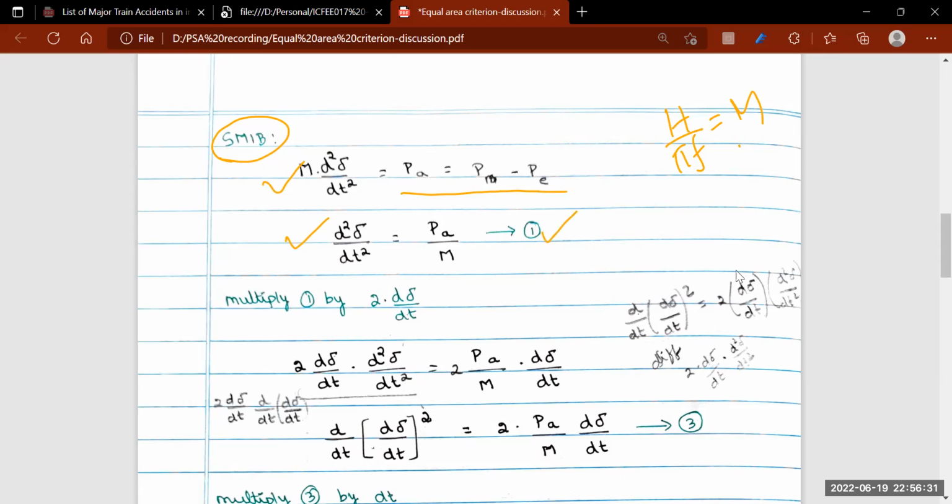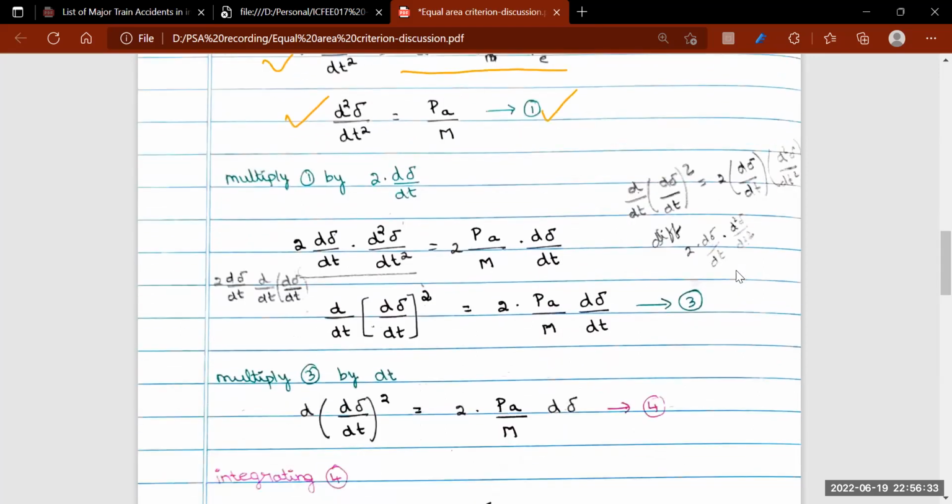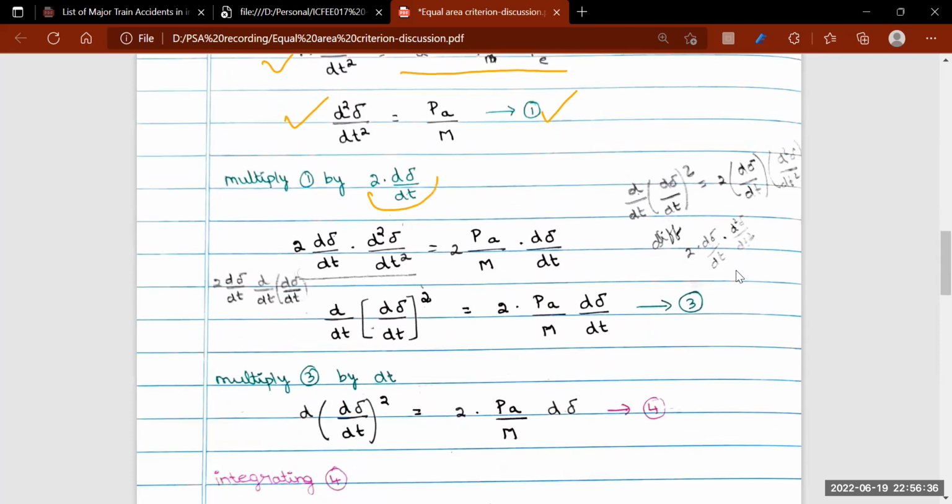Now on either side of equation 1, multiply by 2 into d delta by dt. I want to simplify the mathematical representation, so for convenience, I am multiplying either side by 2 into d delta by dt.